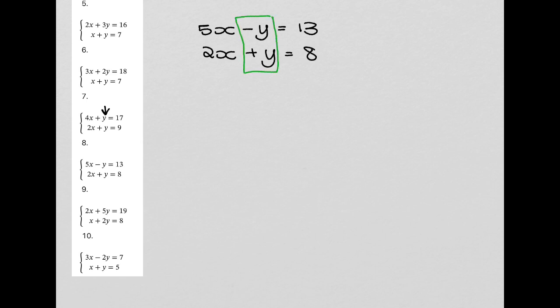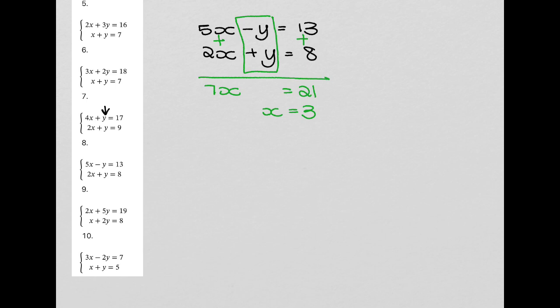Now, das: different add, same subtract. Do you see that in this one, there's a negative y and a positive y. So they are different signs. Different means add. So I'm going to add both. So what's 5x add 2x? 7x. 13 add 8 is 21, which means that x is 3, because 7 times 3 is 21.